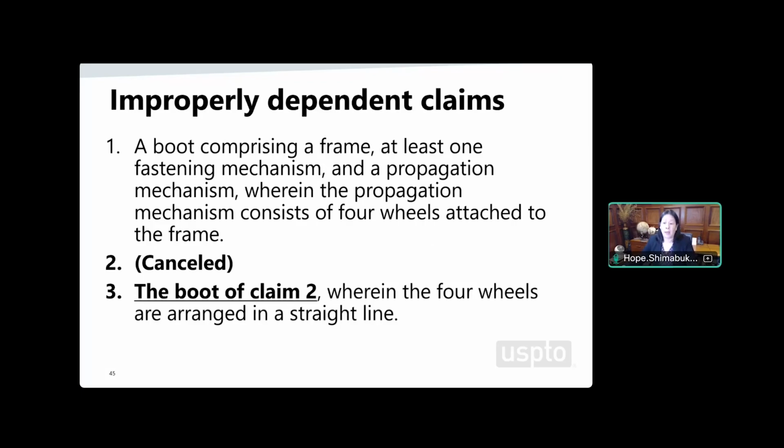So finally, we have improperly dependent claims. Improperly dependent claims most often result from amendments where a limitation has been moved, but anything previously dependent from the claim is not amended in the preamble. So in this example, we can see claim 2 was canceled, but claim 3 still depends on claim 2, which doesn't exist anymore.